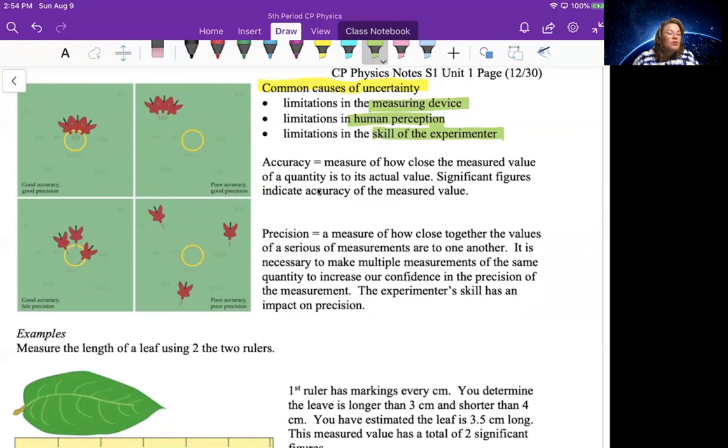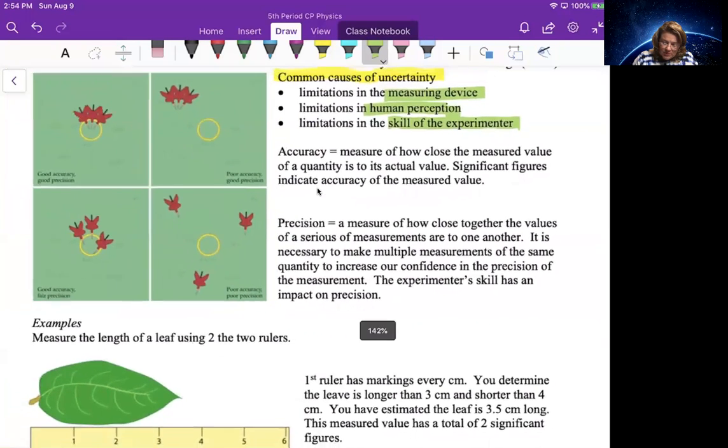Your ability to use a protractor and figure out an angle. How many times have you done it? How many times have you tried to figure out how to be super accurate? So the skill of the person doing the experiment does make a difference.